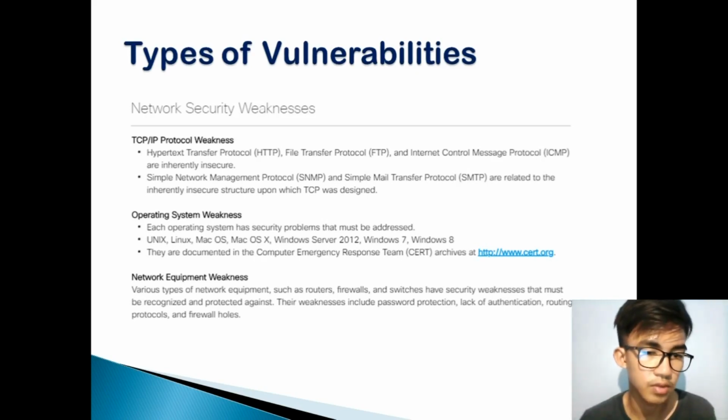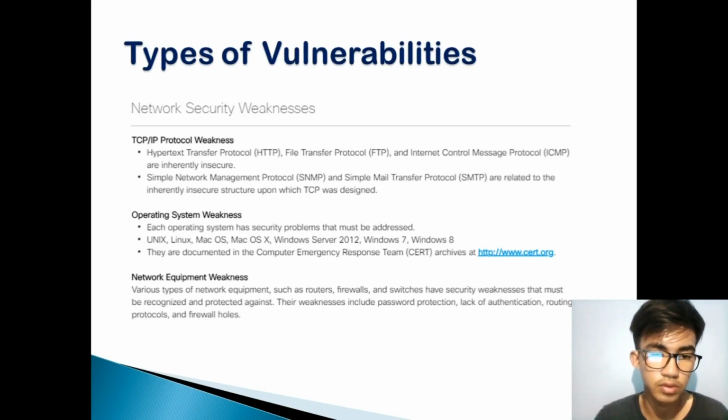So the weakness of network equipment. Various types of network equipment such as routers, firewalls, and switches have security weaknesses that must be recognized and protected. Okay, so their weaknesses include password protection, lack of authentication, routing protocols, and firewall holes. So you should always use hard to guess passwords.